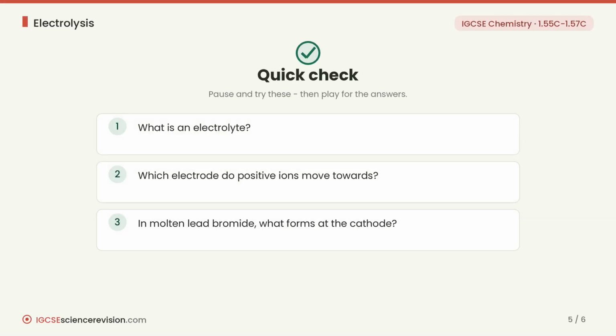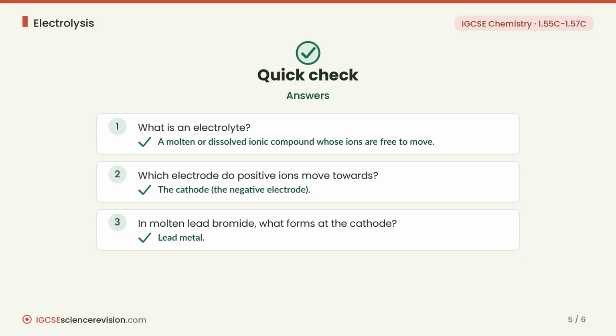Let's check what you've learned. Question 1. What is an electrolyte? Question 2. Which electrode do positive ions move towards? Question 3. In molten lead bromide, what forms at the cathode? Pause the video and have a go. 3, 2, 1. Here are the answers.